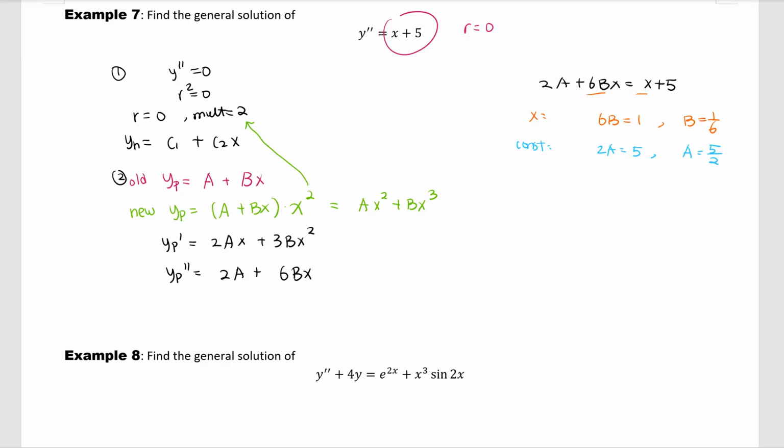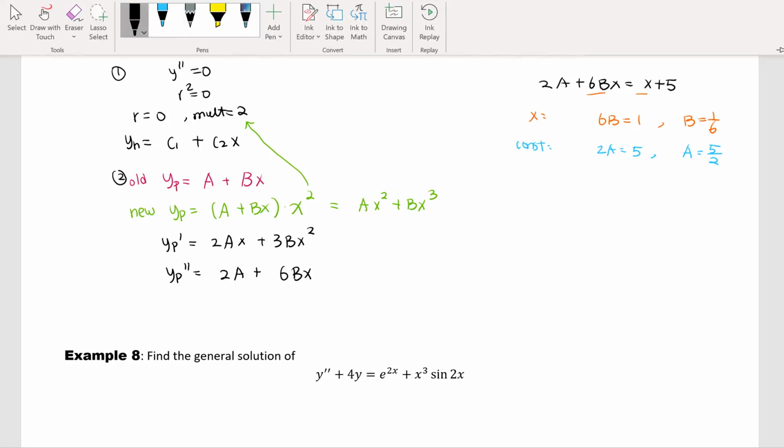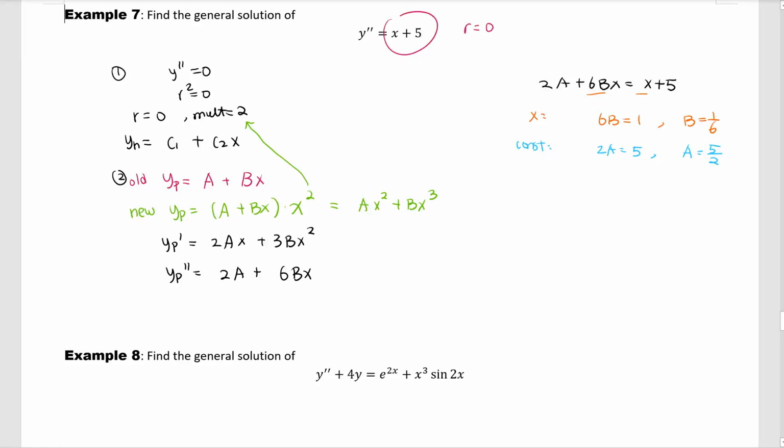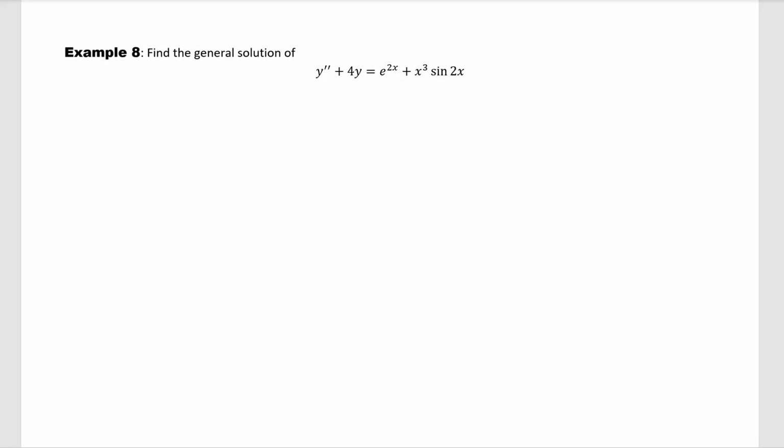Okay, finally, what is our solution? Our general solution is the homogeneous solution plus the particular solution, which is ax squared. So a is 5 over 2 x squared, and b is 1 over 6 x cubed. Okay, so this is our solution. Let's continue to the next problem.